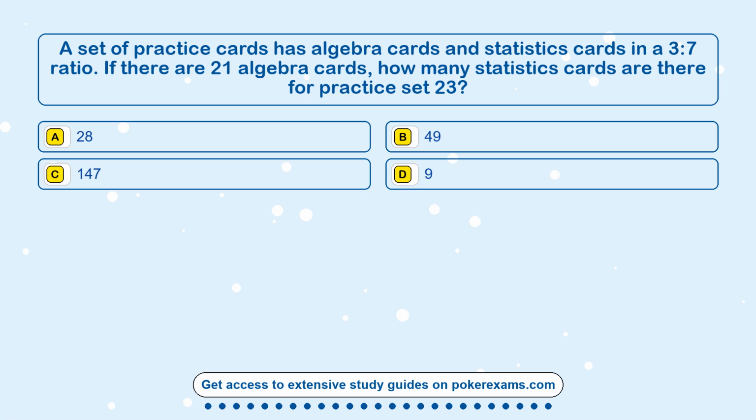Question 4. A set of practice cards has algebra cards and statistics cards in a 3:7 ratio. If there are 21 algebra cards, how many statistics cards are there for practice set 23? Option A 28. Option B 49. Option C 147. Option D 9.